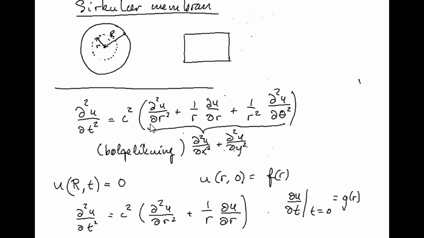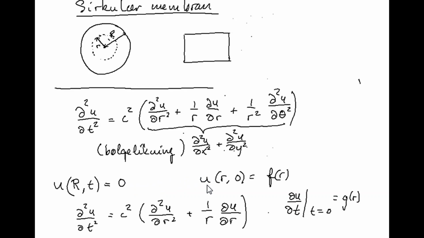And it's natural for us to use the Laplacian in polar coordinates instead of rectangular coordinates, as we did for the rectangular membrane. So in this case, the wave equation takes the following form. Moreover, since we assume that the plate will not deflect at the boundary here on this membrane, we assume that the displacement at this boundary is equal to 0.